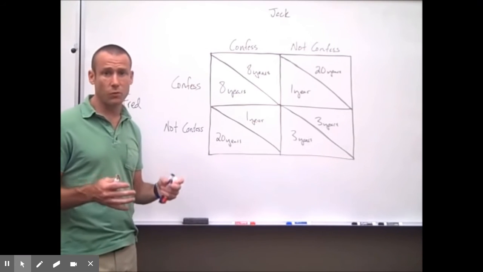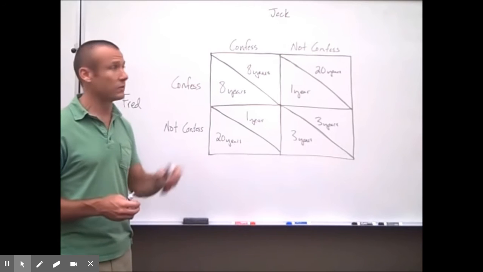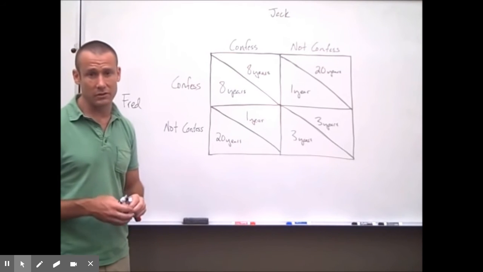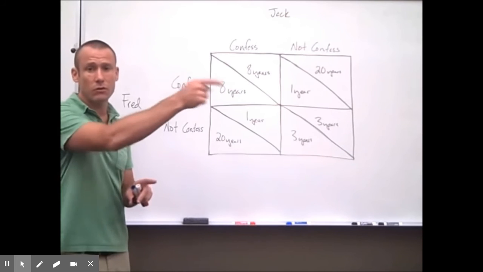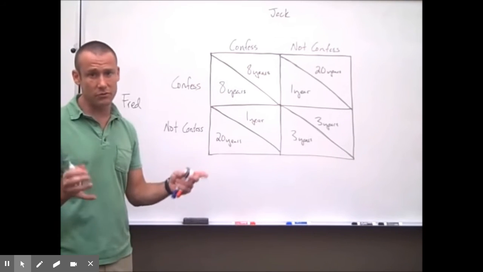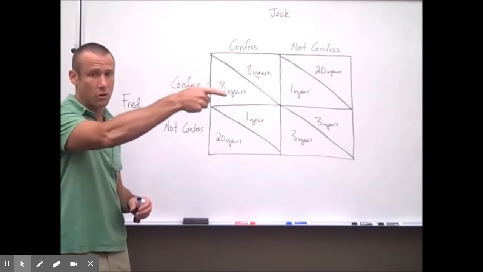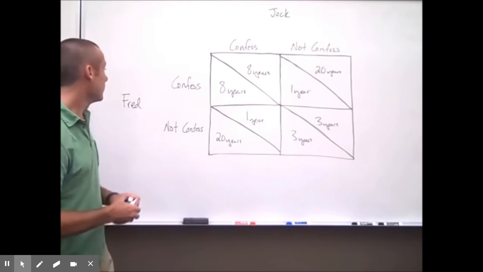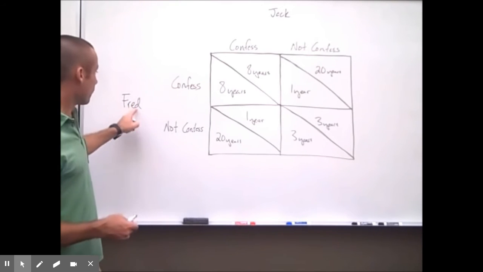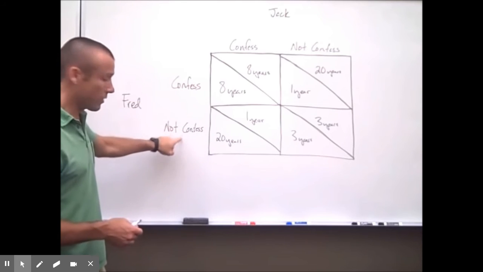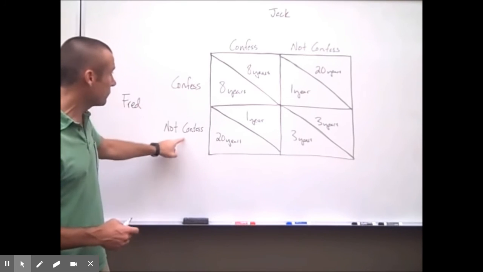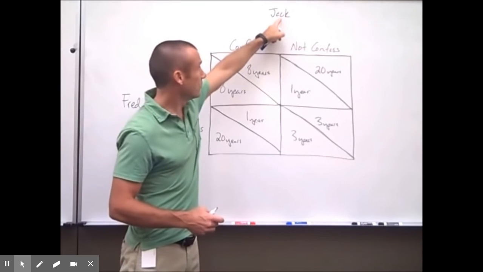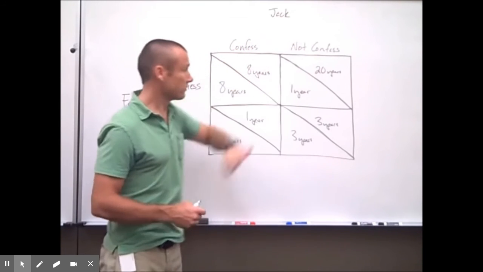Well, what we're going to look for is what we call the dominant strategy. Does either one have a dominant strategy? The dominant strategy is a strategy that's best regardless of what the other player does. Dominant strategy, a strategy that's best regardless of what the other player does. So, Fred, is that or that either one of those the dominant strategy? We're going to evaluate both of these in regards to Jack confessing or not confessing.